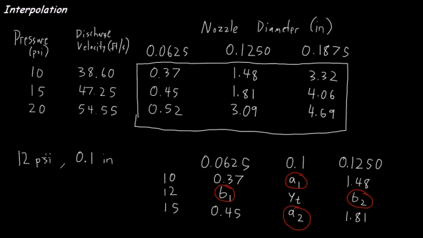That's from the question. Similarly, for nozzle diameter, I have 0.0625, 0.125. And then my new nozzle diameter is 0.1. Then I just fill in the known values. So this value, 0.37, 1.48, 1.81, and 0.45, they go into the corners of the table. So you can see this table, I've got stuff on the top, stuff on the side, and then 9 values right here in the middle.